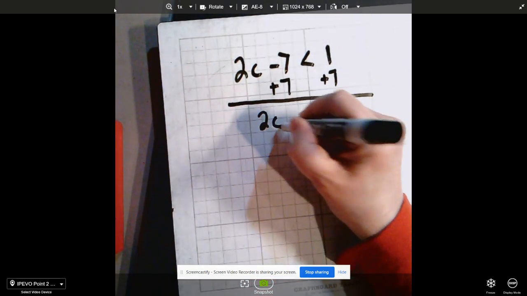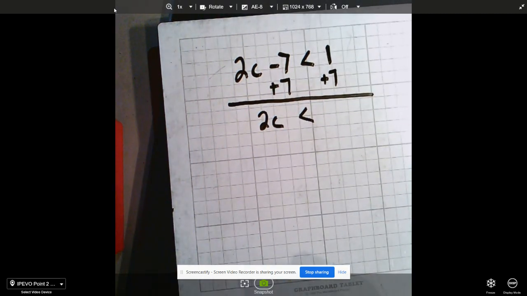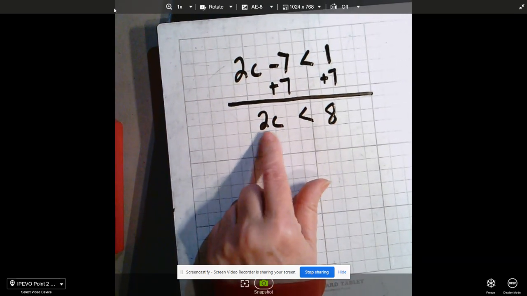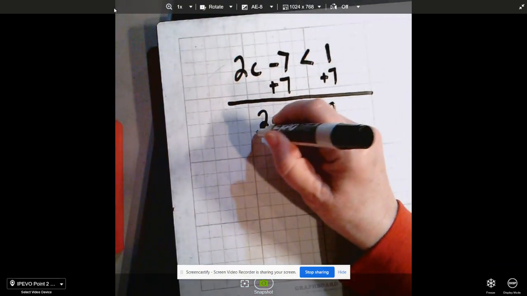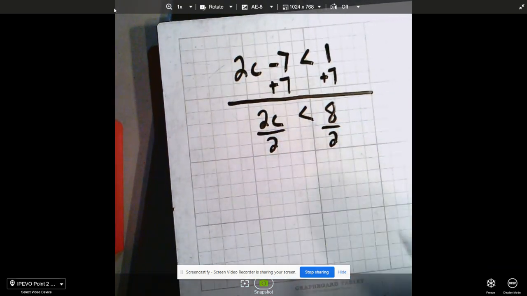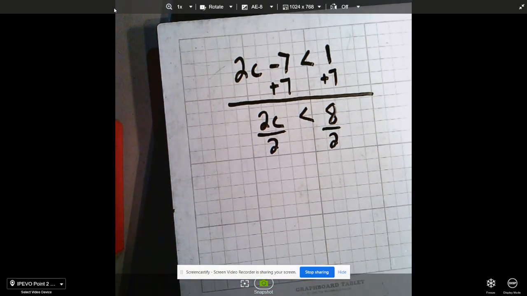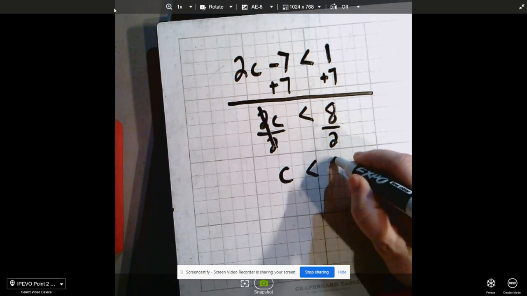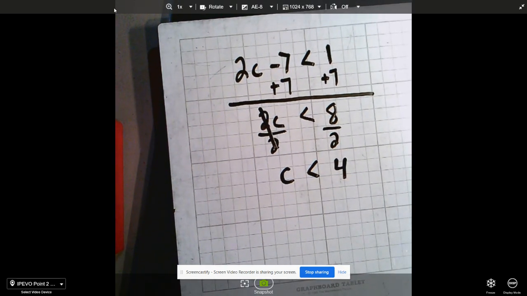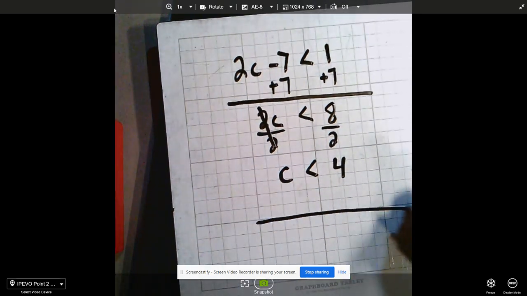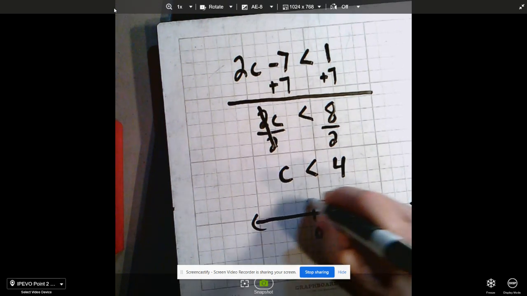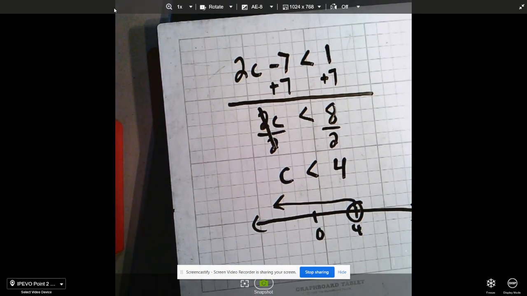So here I'm left with 2c on this side. I'm just going to bring down my inequality sign. 1 plus 7 is 8. I still don't have c alone yet. Between the 2 and the c, I'm multiplying, so I undo multiplication by dividing. I don't have any negatives, so I don't have to worry about flipping my inequality. And I'll have c is less than 4. And you could graph that, right? Here's your number line. You're going to put 0, going to put 4. There you go. That would be c is less than 4.